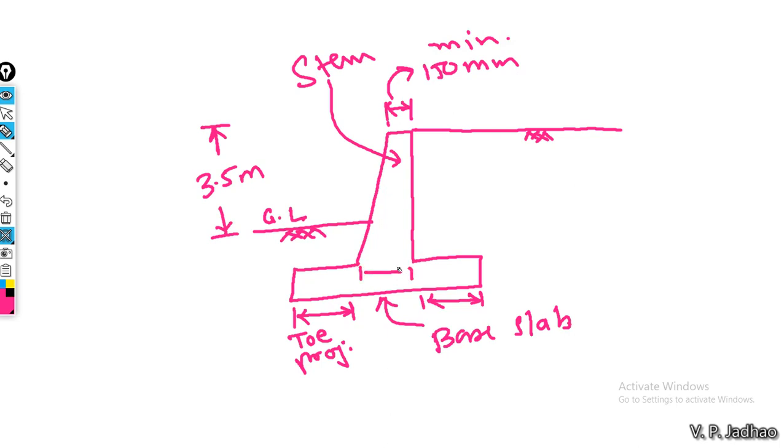The base width of your stem at the base should be 8 to 10% of total H. This is your total H, the total height of your retaining wall from the bottom of the base slab to the top of your stem. This should be 8 to 10% of H.